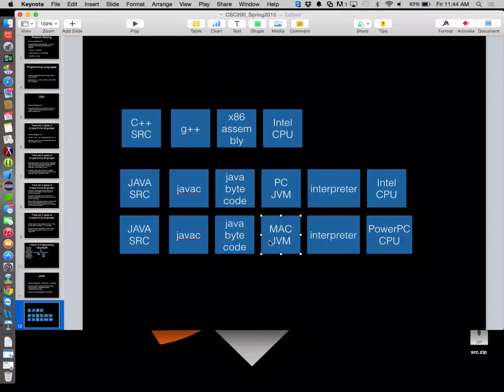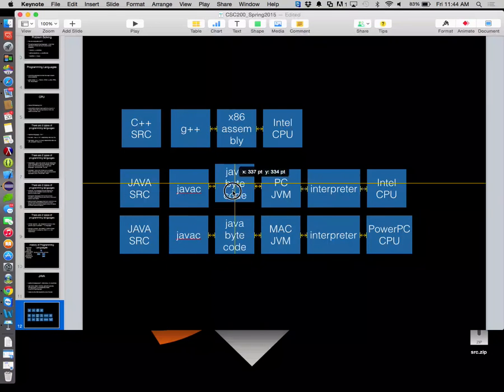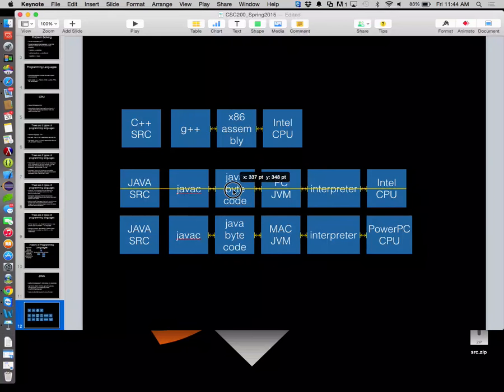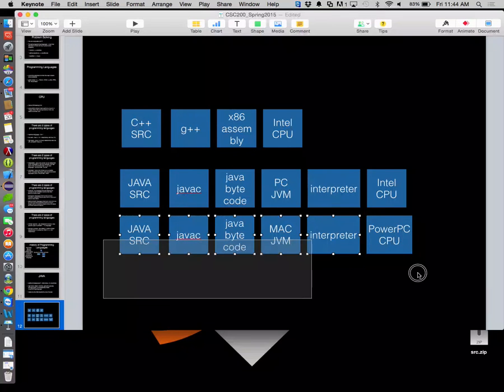This version of it knew how to read in Java bytecode, the exact same Java bytecode as this guy up here. So the reality is after you compile your program and you have Java bytecode, you could just take this bytecode to any platform. You don't even have to recompile it to make it work. So it knew how to take this Java bytecode and interpret it for the PowerPC processor.